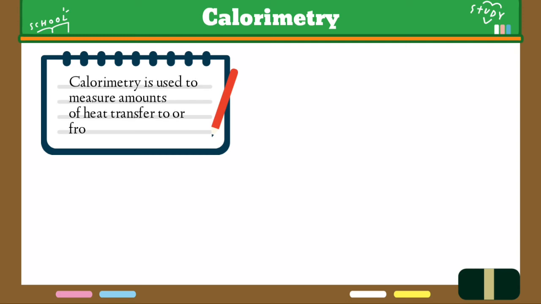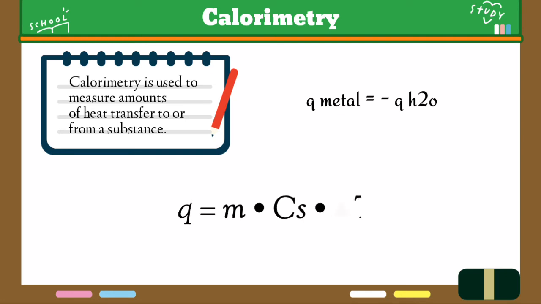Let's move on to thermochemistry. Calorimetry is used to measure amounts of heat transfer to or from a substance. The formula we're gonna use in this is heat of metal is equal to negative heat of water. So recall that heat is equal to mass times specific heat capacity times delta T.